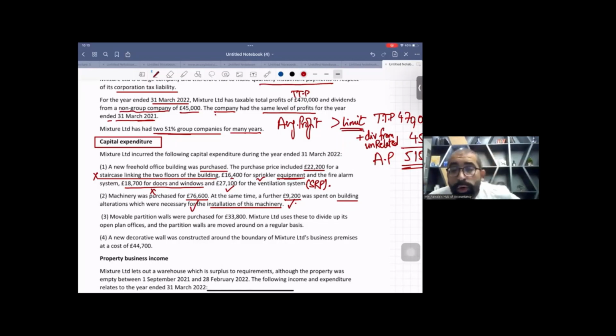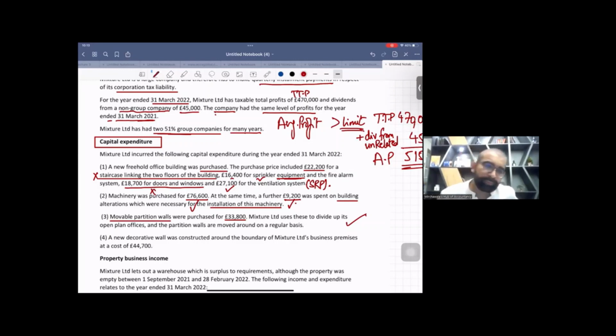Again, one thing from the old course, previous past papers. Movable partition walls were purchased for 33,800. Yes, movable walls are always part of plant and machinery.